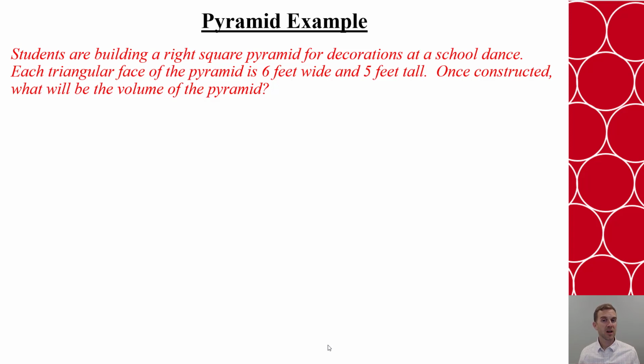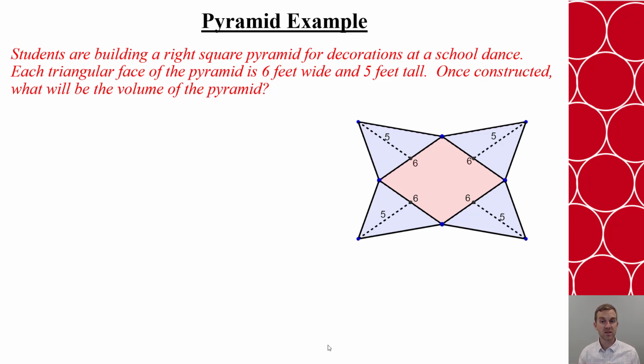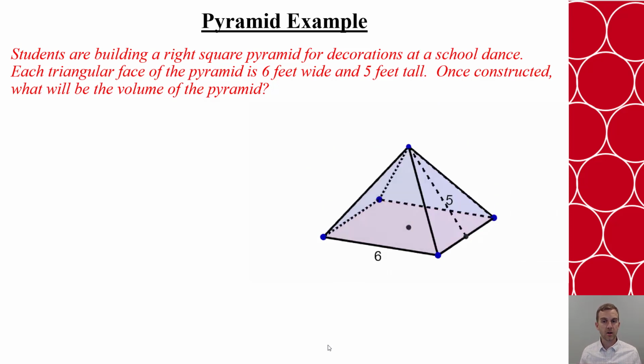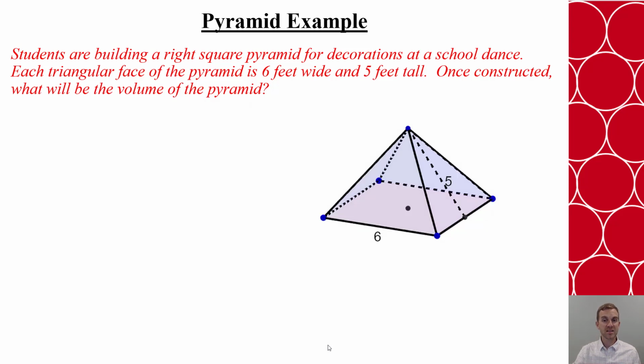So the first thing to think about is, what should that look like? Well, if I have triangular faces that are 6 feet wide and 5 feet tall, and I'm going to construct them into right square pyramids, laying down, it would look like this. This is the net for the square pyramid. Then I would want to raise those sides up and say that, okay, here is what I have. And when I look at the square pyramid in this case, I can see that I have the length of one side and the slant height of my square pyramid.